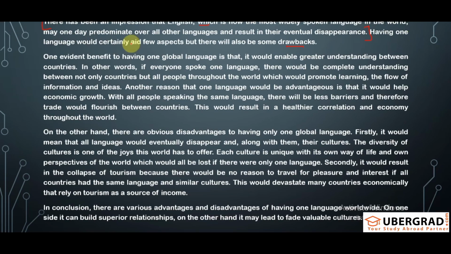Having one language would certainly aid few aspects. So this is the summary, right? Okay, so a structure well followed. One evident benefit to having one global language is that it would enable greater understanding between countries. This is the main idea, or you can say the first benefit over here, first advantage, right? Greater understanding between countries. In other words, when you write other words, you are trying to explain your things better. You get marks for coherence cohesion for using this.